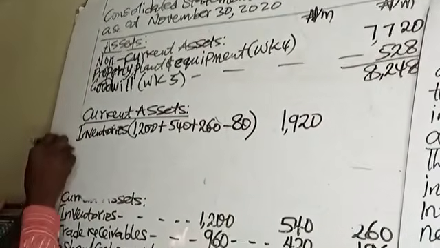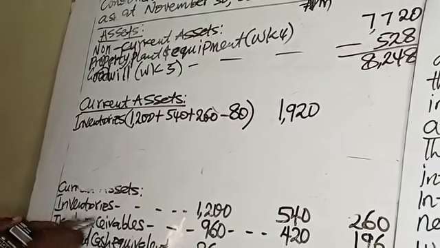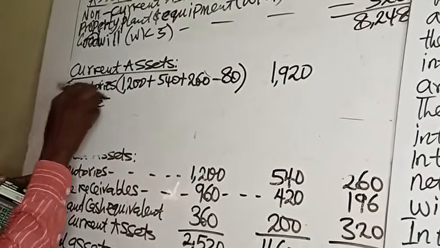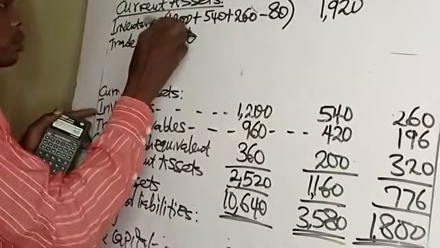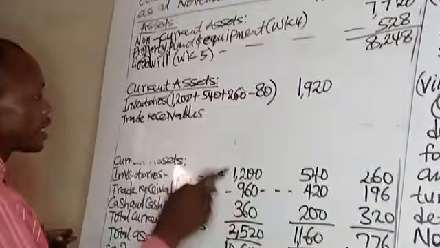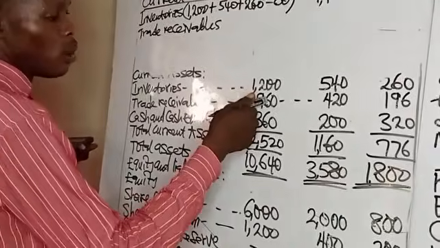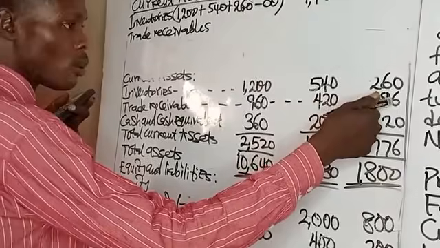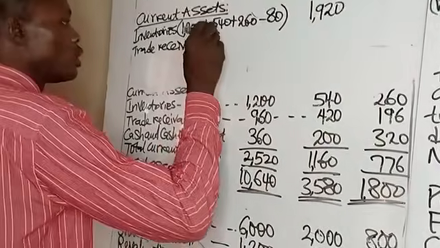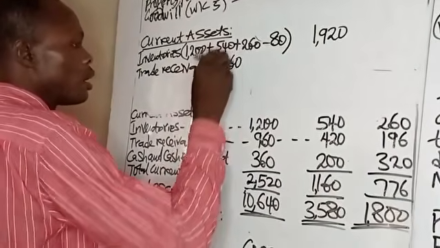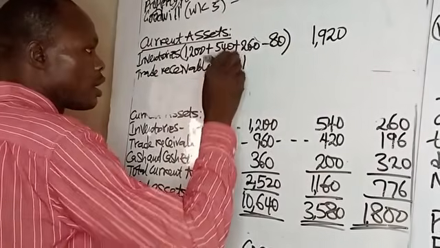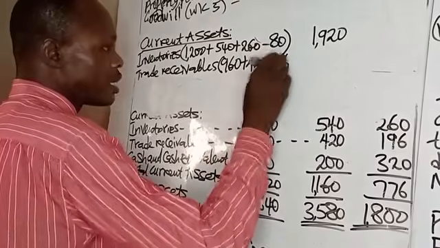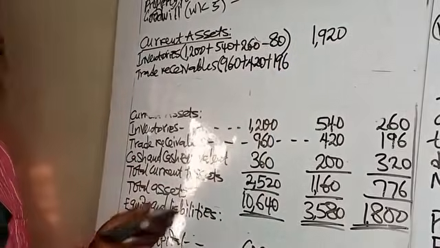Then after inventory, the next thing is trade receivables. 960 for Omi, 420 for Ruwa, 196 for Mili. So we have 960 plus 420 plus 196. Back to note 7.